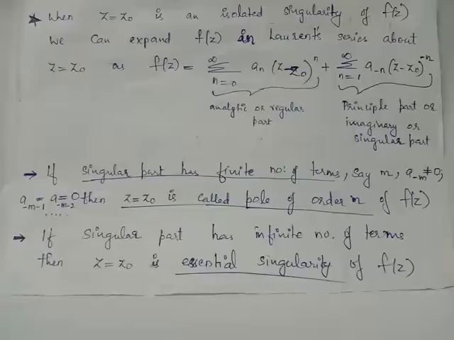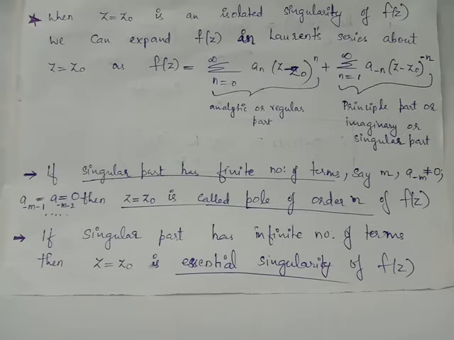If z equals z0 is an isolated singularity of f of z, we can expand f of z in Laurent series expansion about z equals z0 as f of z equals summation n equals 0 to infinity a n times (z minus z0) the whole raised to n, plus summation n from 1 to infinity a minus n times (z minus z0) the whole raised to negative n.